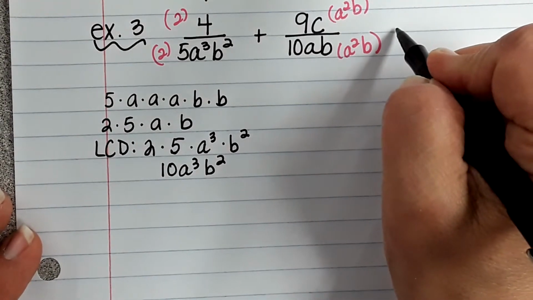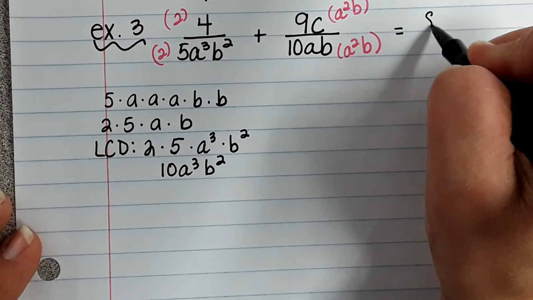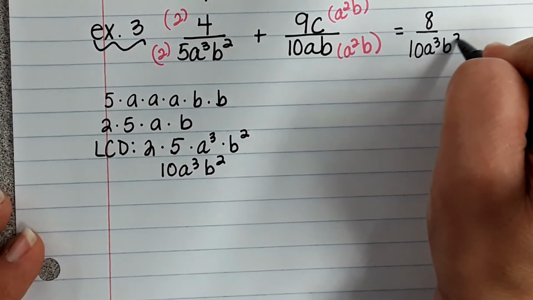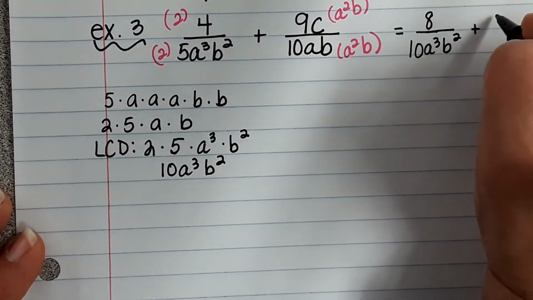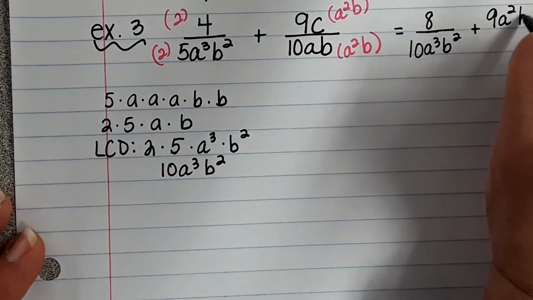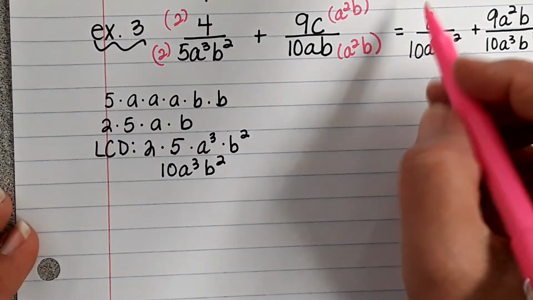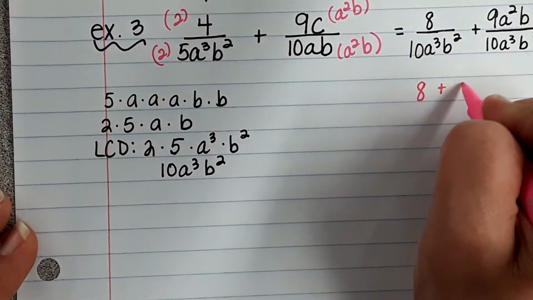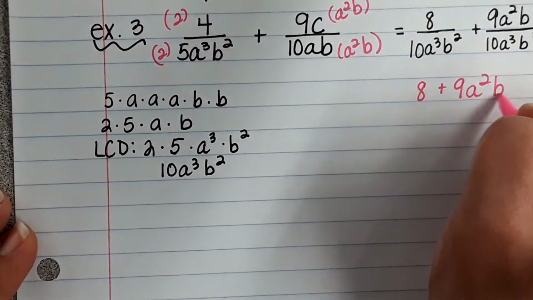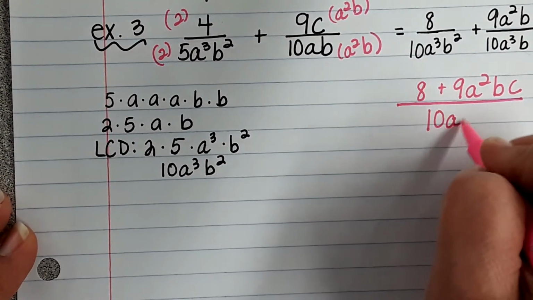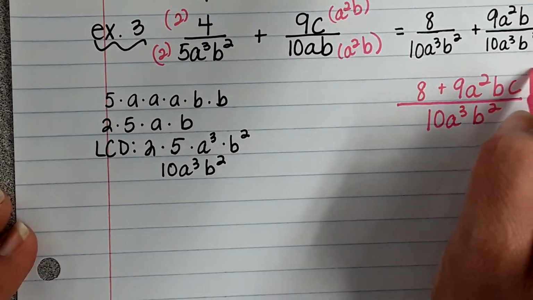So now I have 8 over 10a to the third b squared plus 9a squared bc over 10a to the third b squared. And our final answer is going to be 8 plus 9a squared bc all over 10a to the third b squared.